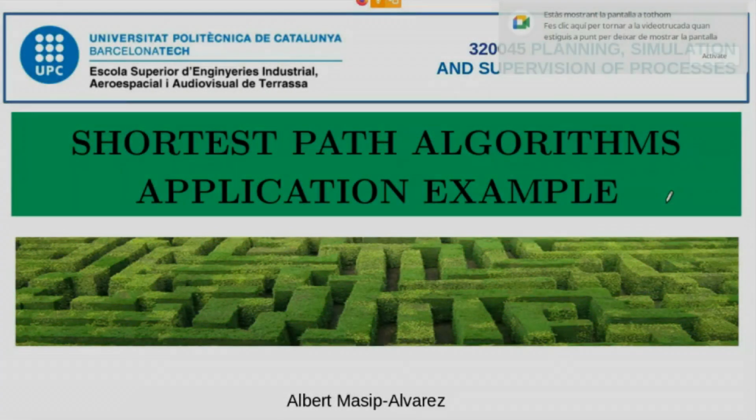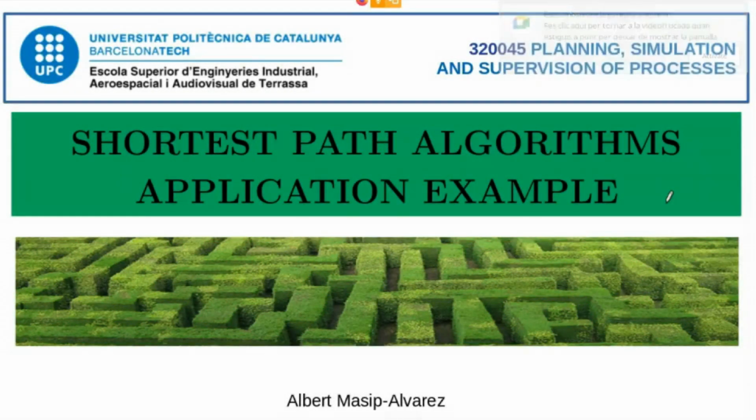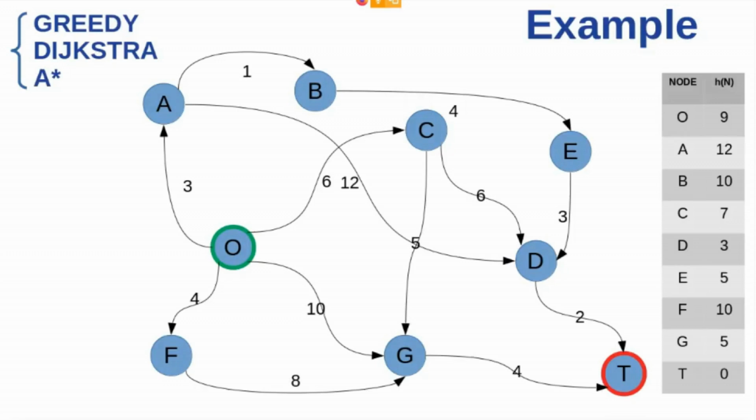Right, so now we will see another application example for the shortest path algorithms we have dealt with in this course. The example is as follows. As you can see, we want to go from this origin to this target here at the bottom right of your screen. We have the heuristics for every single node in this map, and we will apply the greedy, Dijkstra, and A star algorithms again, right?